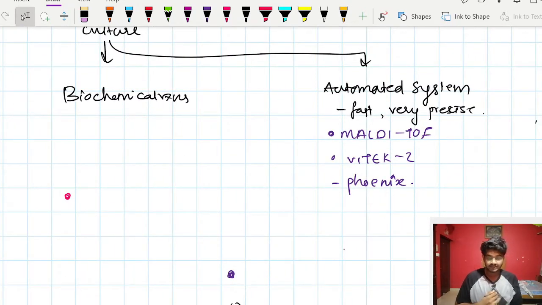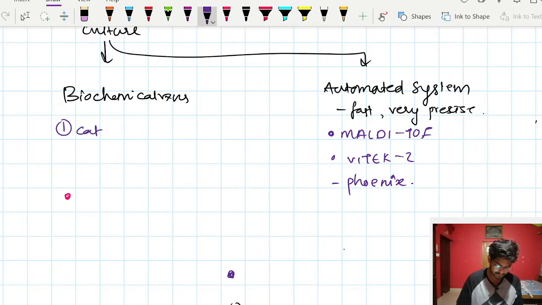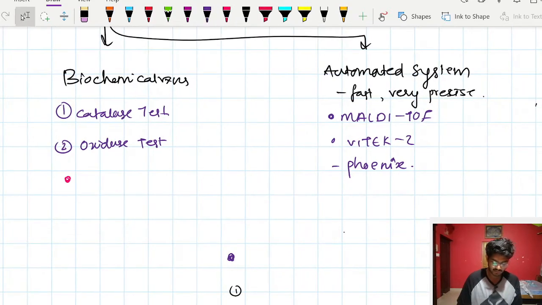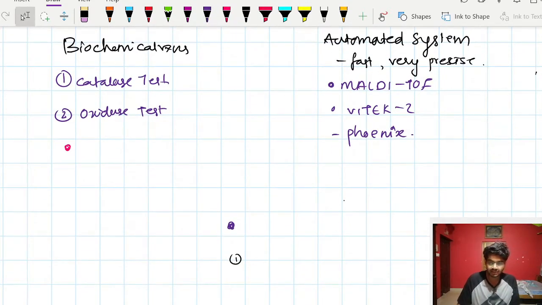First, when we get a culture, we mainly do two tests, the catalase test and the oxidase test, because these tests can be given by both gram positive and gram negative bacteria. After these tests, if it is gram positive, we do tests specific for gram positive. If it is gram negative, we do tests specific for gram negative.